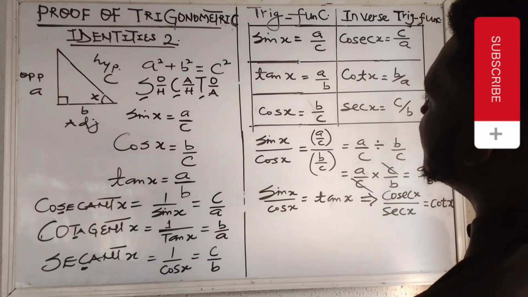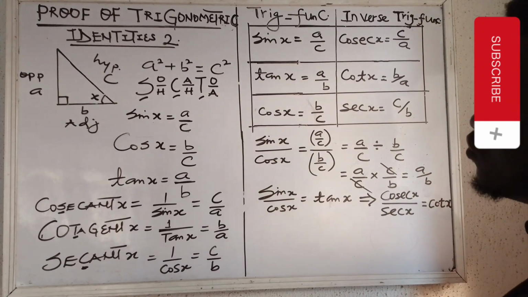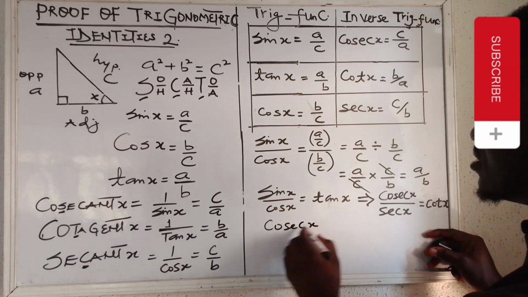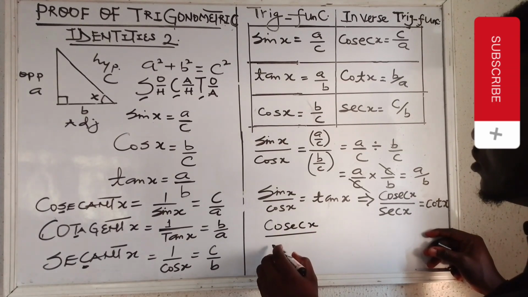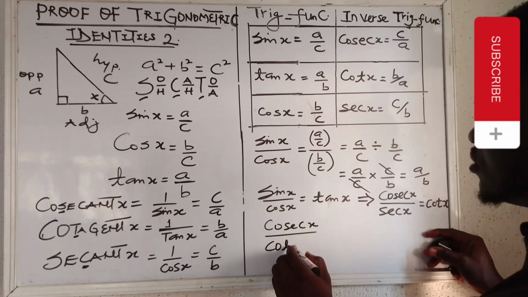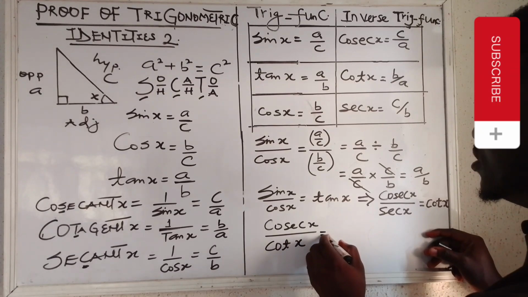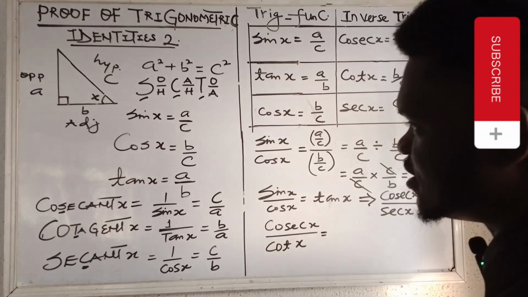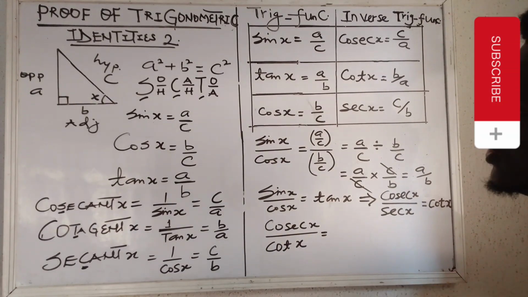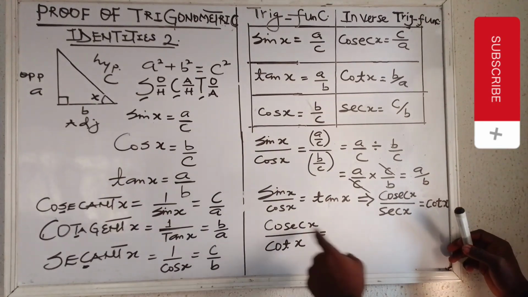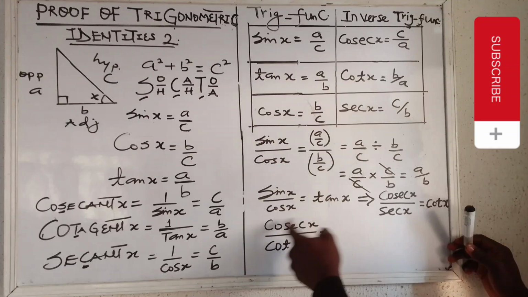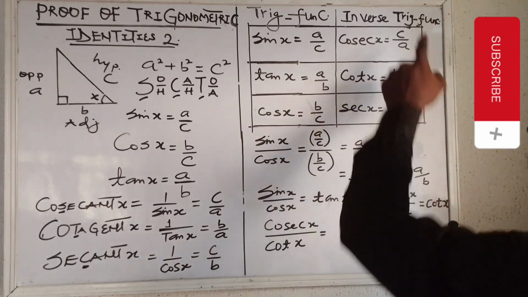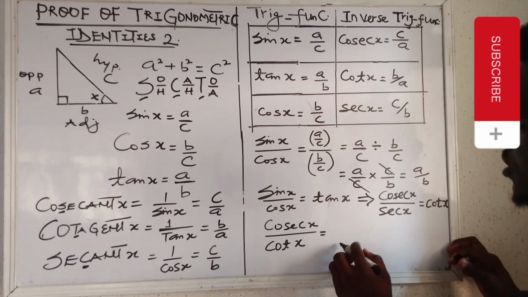Okay, now let's see what we can quickly do. What about if we are saying cosec x divided by cot x? What will this give you? I don't know, but let's see. What will cosec x divided by cotangent x give you? Now, what is cosec x? Cosec x is equal to C over A. Okay, now let's quickly do the little arithmetic here.